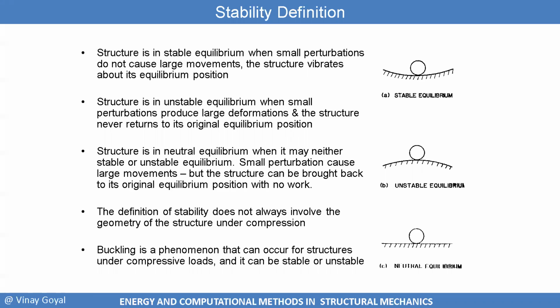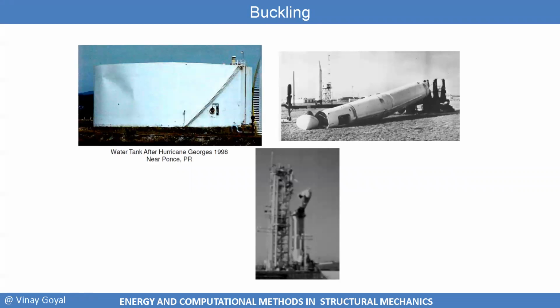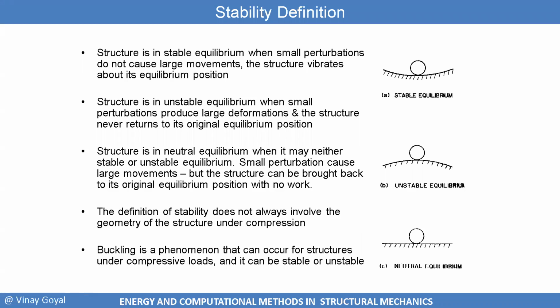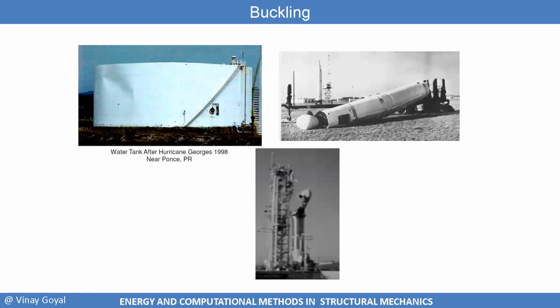The definition of stability does not always involve the geometry of the structure under compression. Buckling phenomena that occur for structures under compressive loads can be stable or unstable. So if you have a buckling event, the buckling could behave in a stable manner or it could behave in an unstable manner. I'll be talking about that coming up so you can get a better understanding of what that is. Here are three pictures of buckling.